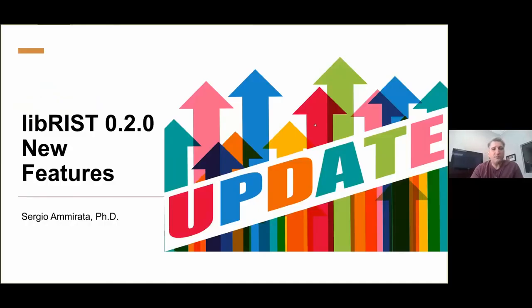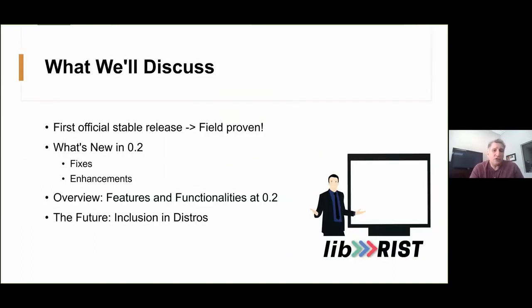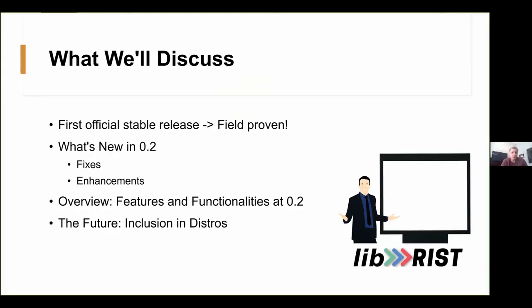I'm Sergio Ammirata from SipRadius, and in today's talk, we'll look at the recent release of libRIST version 0.2. The focus of the discussion will be about what's new. 0.2 has the usual batch of fixes. It also has a few important enhancements. We'll view libRIST overall functionality in a demo, which will be the final part of the presentation.